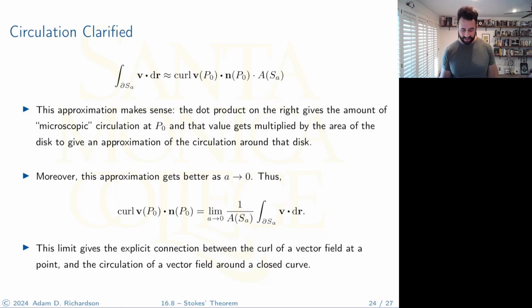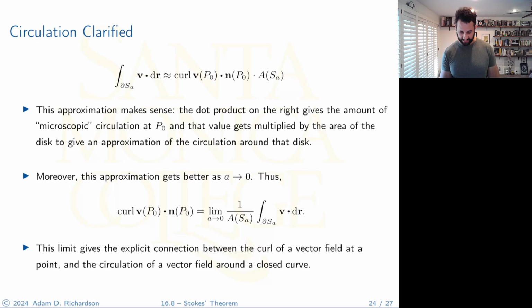That's the basic idea. And because we're talking about teeny tiny disks, the approximation gets better as the radius of the disk goes to 0. So the smaller the disk, the better this approximation. So I hope that makes sense. Now, because this is non-zero, as long as your radius is not 0, you can divide by the area of the disk, and you get this result.